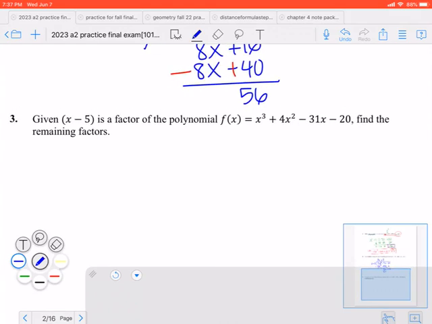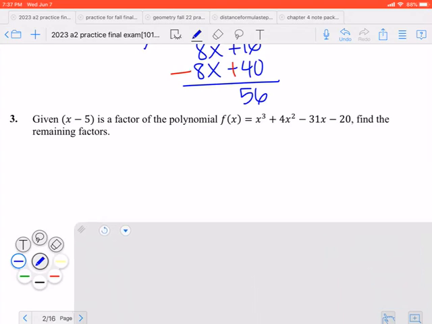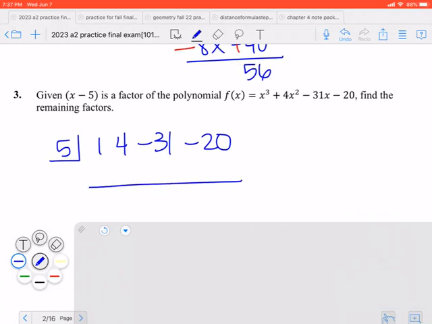Given x minus 5 is a factor of that polynomial, find the remaining factors. So it's telling us that x minus 5 is a factor. So I'm going to find the other factor, the quotient. 1x to the third, 4x squared, negative 31x minus 20. And drop that guy down. 5 times 1 is 5. 4 plus 5 is 9. 5 times 9 is 45. Negative 31 plus 45 is 14.